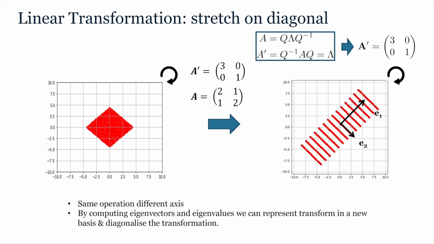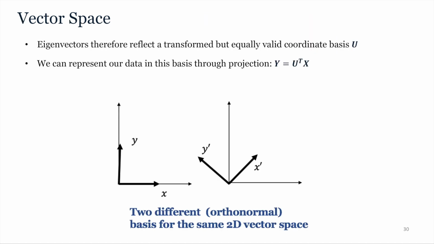This changes the operation from a stretch on the diagonal to a stretch in x and y. We can therefore also represent our data in this basis by projecting it onto the eigenvectors of the transformation. This is seen as a rotation of the coordinate bases. For example, as shown here, the standard basis xy and the rotated basis x prime y prime are two equally valid coordinate bases for this 2D vector space.